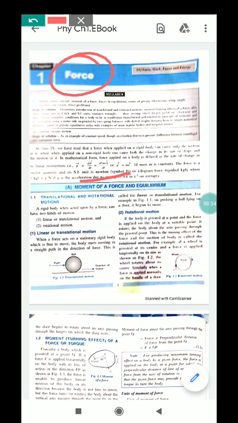And here we are getting number A, moments of force and equilibrium. So what is moment of force? And here, the linear and translational motions. When a force acts on a body which is free to move, the body starts moving in a straight path in the direction of the force. This is called the linear or translational motion. For example, a bullet fired from a pistol.